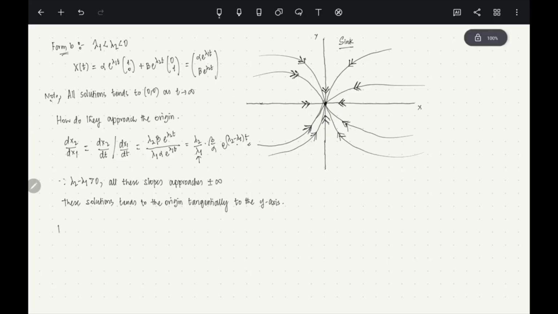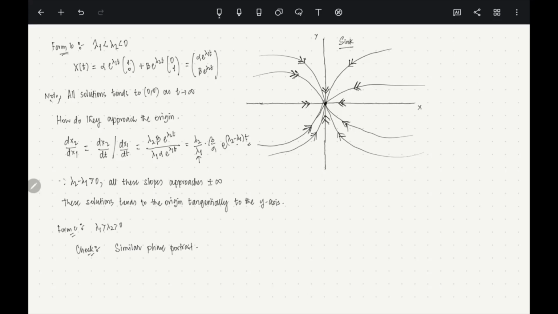Okay, and there is another thing, form C. What is form C? If lambda 1 and lambda 2 are both positive, distinct and positive, in that case, what is going to happen? Please check this part. You have to do it yourself. Check it. You have a similar phase portrait. Let's just understand what's happening. Whatever we did for the sink case, the same sort of thing works.